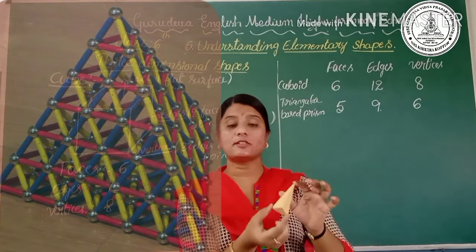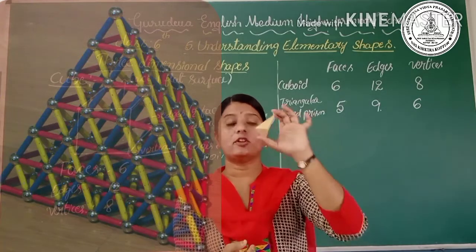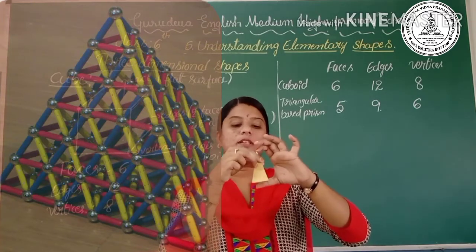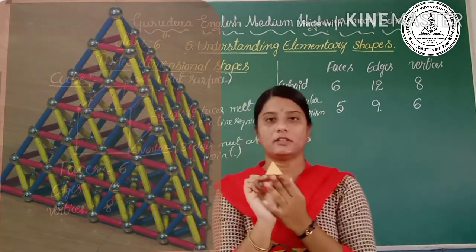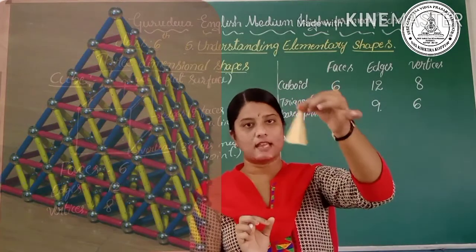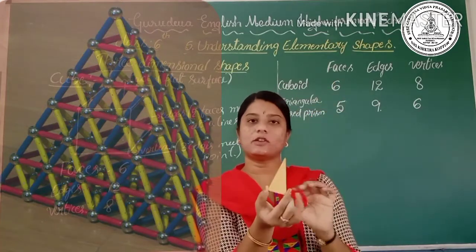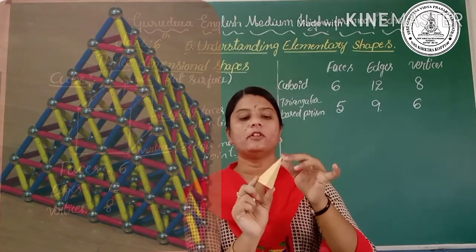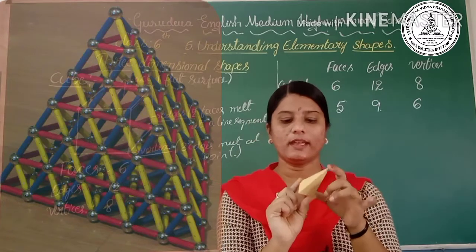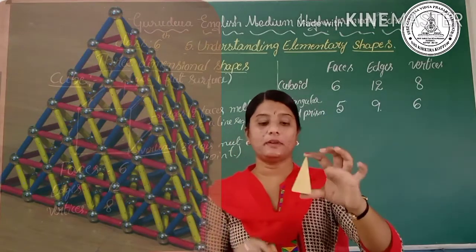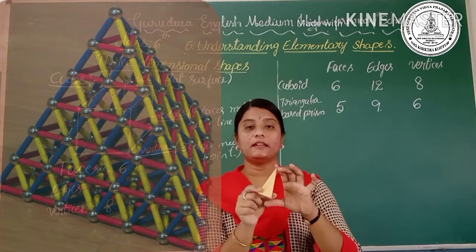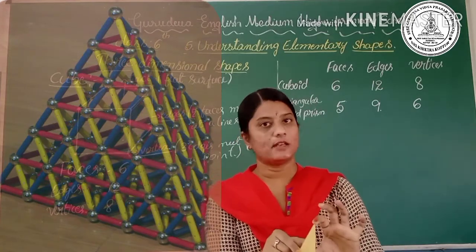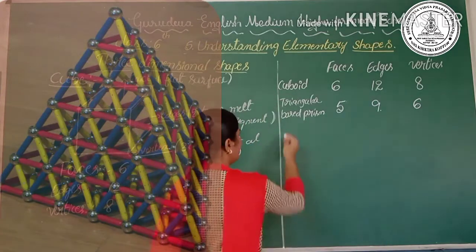And how many edges are there for this 3D shape? You see here 1, 2, 3. So these are the 3 edges, and here are the 3 edges. Totally it has 6 edges. And how many vertices are there here? You can count here, there are 4 vertices. Okay, the triangular based pyramid has 4 faces, 6 edges and 4 vertices points, right?